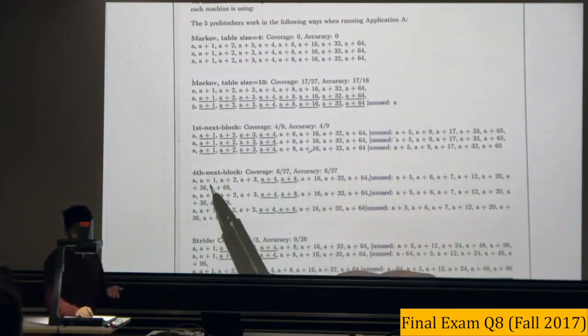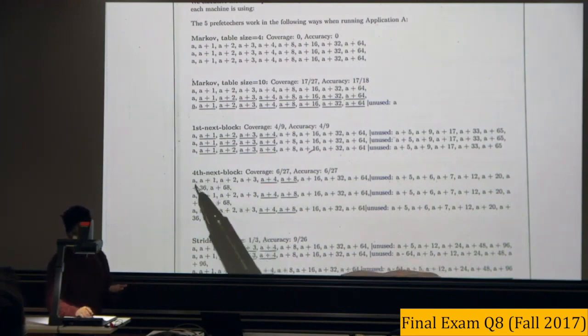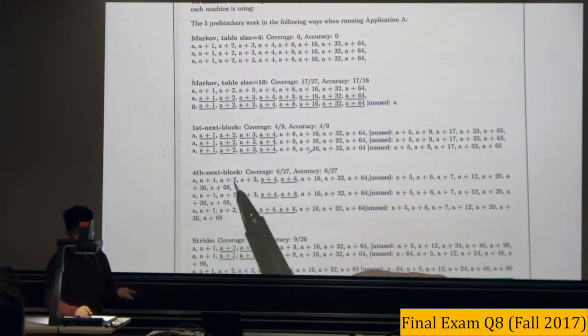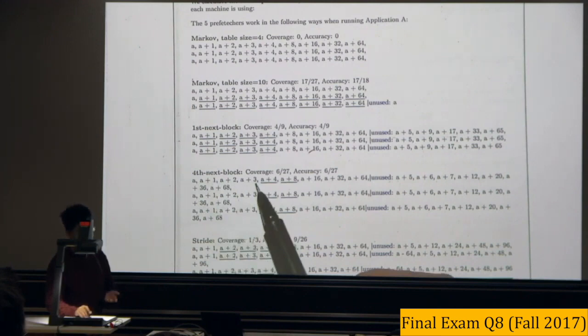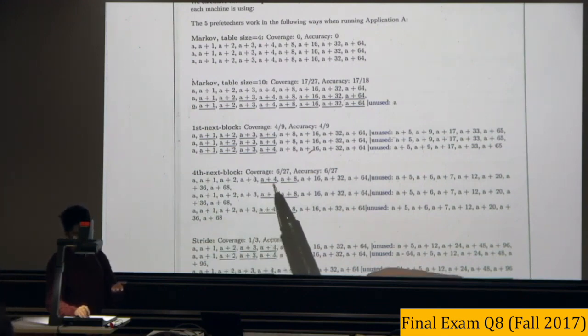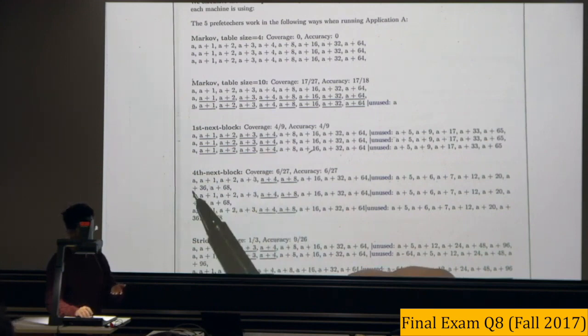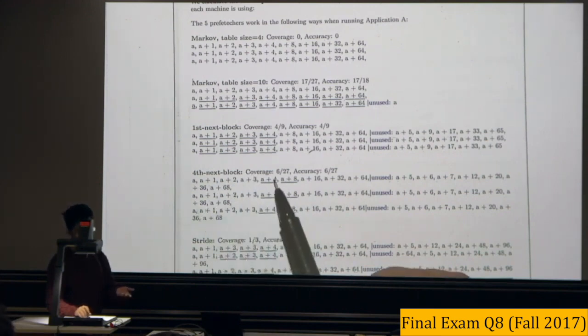So let's go to the fourth type of prefetcher. That's the fourth next block. Okay. So for the fourth next block, again the same thing. A plus 1 is not covered. A plus 2 is also not covered. A plus 3 is also not covered because nobody can actually prefetch this for these guys. A plus 4 can be prefetched from A, because that's the fourth next cache line. So that guy is covered.